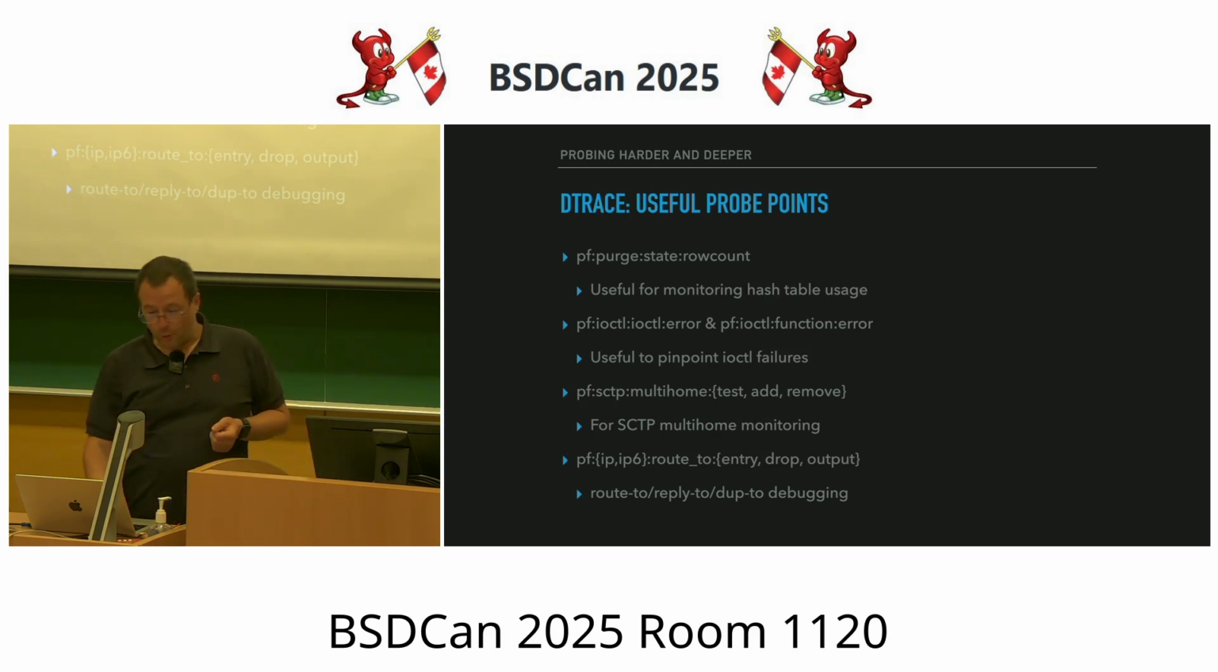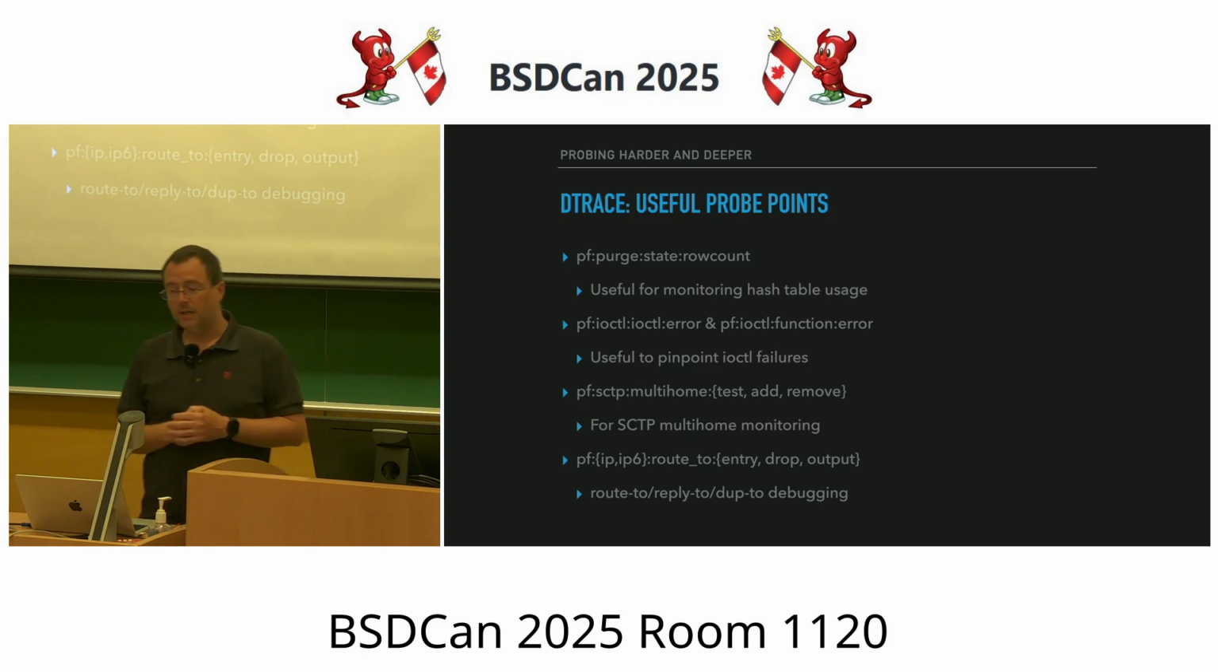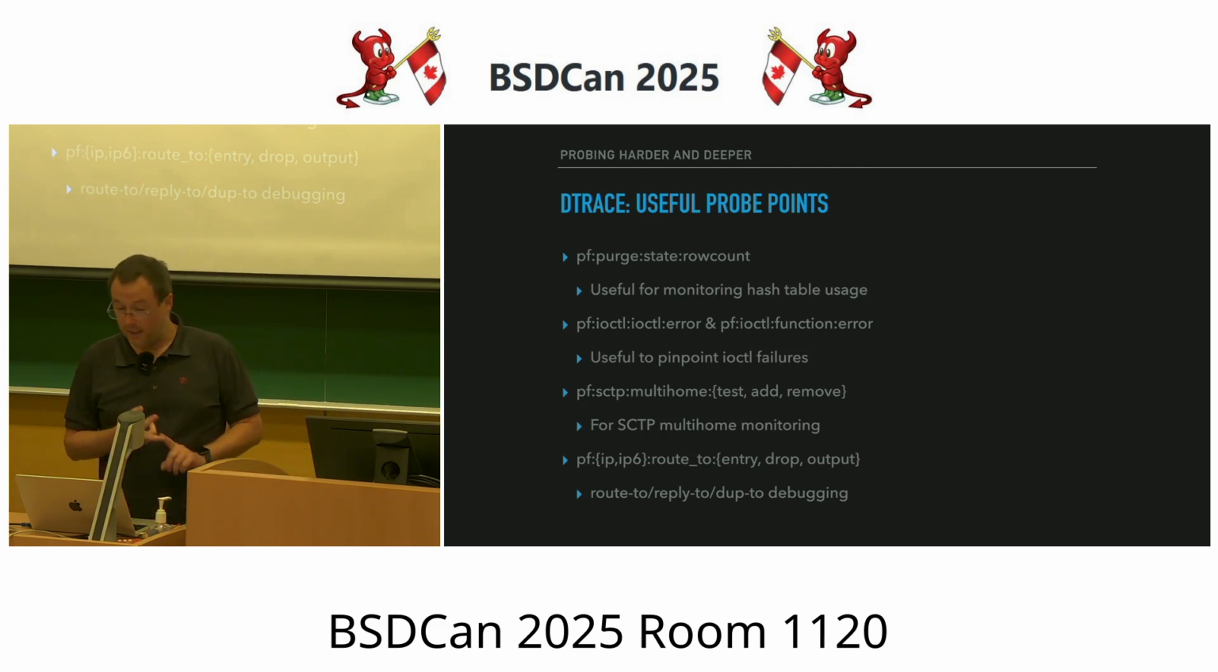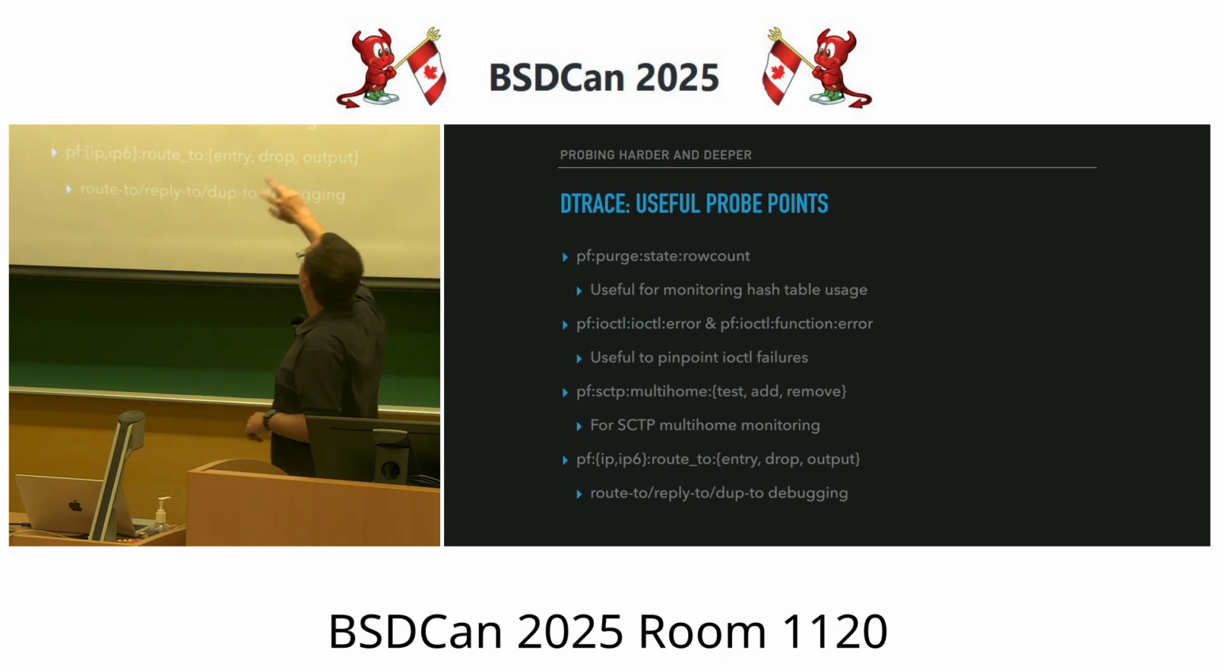There's a probe point for ioctl errors, which is really handy if you're not sure why your ioctl call is failing. It can return the error number and a line number. There are some debugging probe points for SCTP when we're adding or removing multi-homed entries.